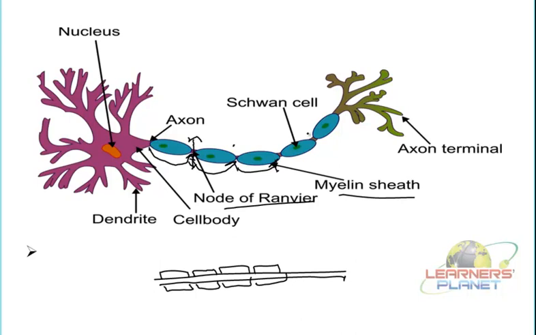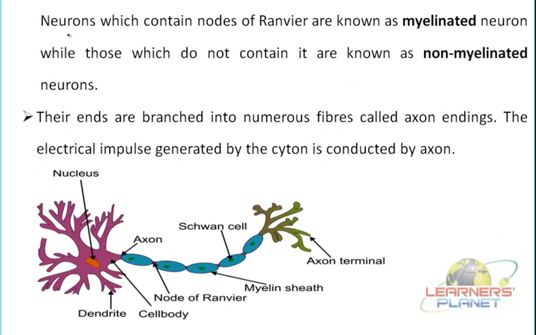You know where these myelin molecules come from? They are secreted by special cells, and these cells are known as the Schwann cells. So these Schwann cells are forming the myelin sheath over the axon. Now, the myelinated neuron is one which has the nodes of Ranvier, whereas the non-myelinated neuron does not have the nodes of Ranvier, or lacks the myelin sheath.